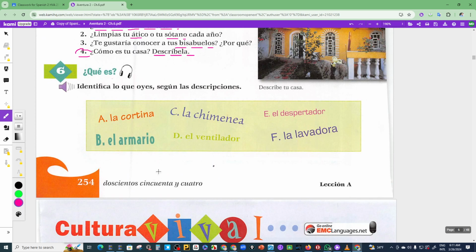And last of the vocabulary in this video: la cortina, the curtain; la chimenea, the chimney; el despertador, the alarm clock; el armario, I think it's like a cabinet or furniture cabinet where you put your clothes; el ventilador, which is the fan; y la lavadora, the washer.